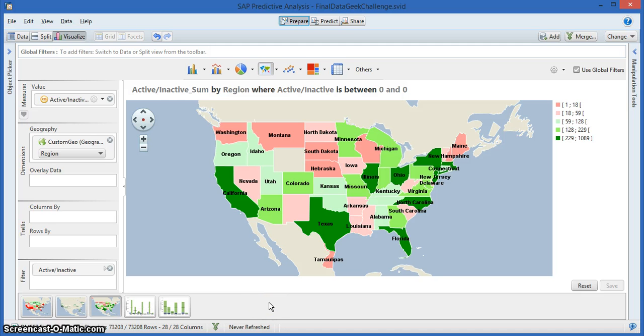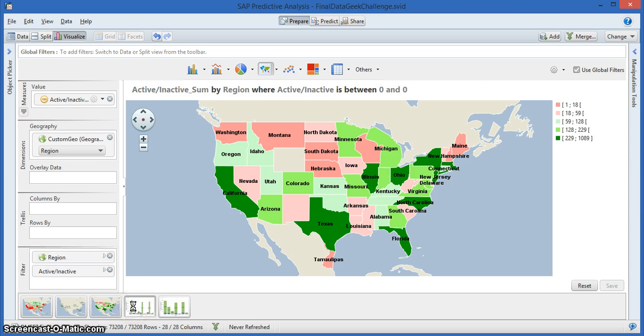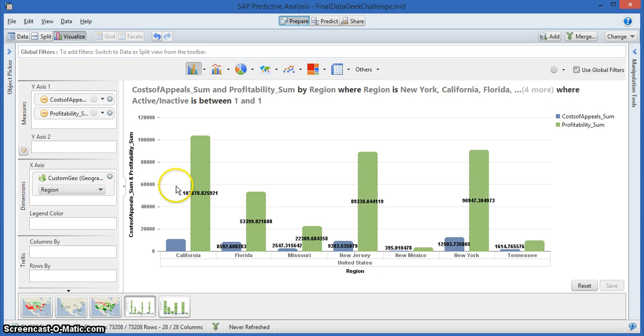And although it seems like a contradiction that these are also some of the states that have the most inactive customers, it's just showing how we should reallocate those appeals to those that are active rather than those inactive. And this is the reason why.